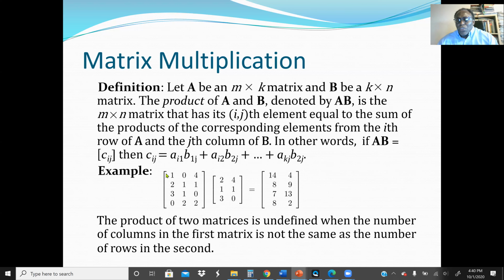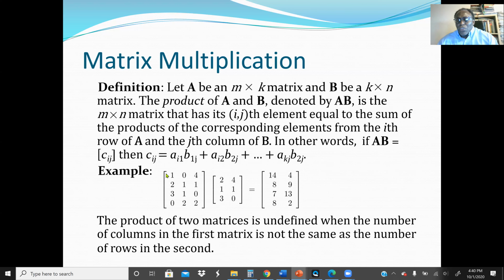Then for the next one, I take the third row, second column, which will give me 13. 3 times 4 is 12. 1 times 1 is 1. 0 times 0 is 0. So 12 plus 1 plus 0 will give me 13.